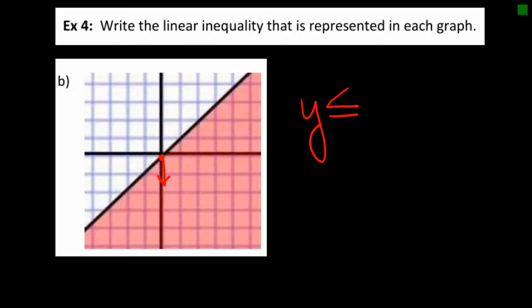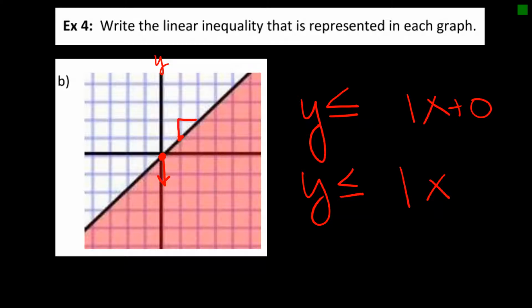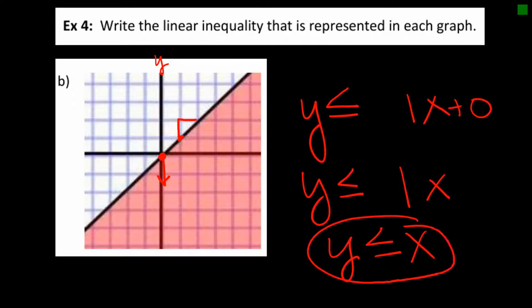Well, remember the first thing is where does it cross the y-axis? The line crosses at 0, so it's going to be plus 0, or you don't even have to put that. So I can just have nothing there. And then I know I'm going to have my x, and I'm going to have my slope. Now, look right now. Is it positive or negative? You're reading it like a book from left to right, so it's positive, right? And I have to decide what it is. So I just say, well, if I start here, I'm going to go up 1 over 1. So it's just going to be 1x. So I don't even need that 1. I can just say y is less than or equal to x. How about that? Pretty simple.